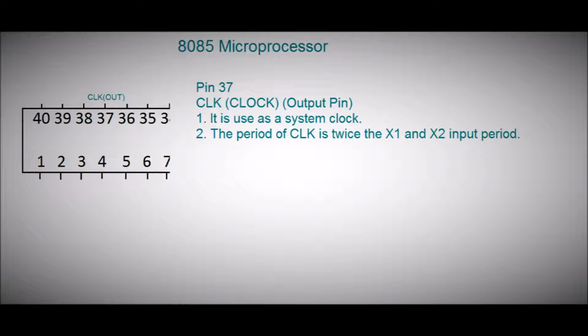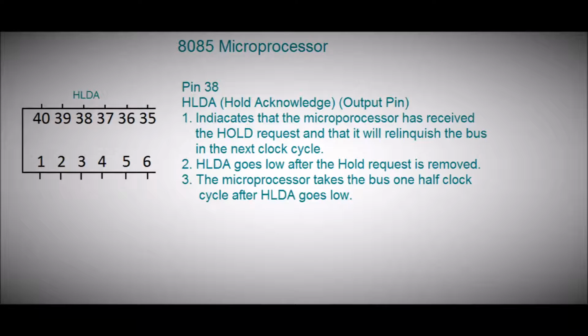Pin 37. CLK, clock, output pin. 1. It is used as a system clock. 2. The period of CLK is twice the X1 and X2 input period. Pin 38. HLDA, hold acknowledge, output pin. 1. Indicates that the microprocessor has received the hold request and that it will relinquish the bus in the next clock cycle. 2. HLDA goes low after the hold request is removed. 3. The microprocessor takes the bus 1/2 clock cycle after HLDA goes low.